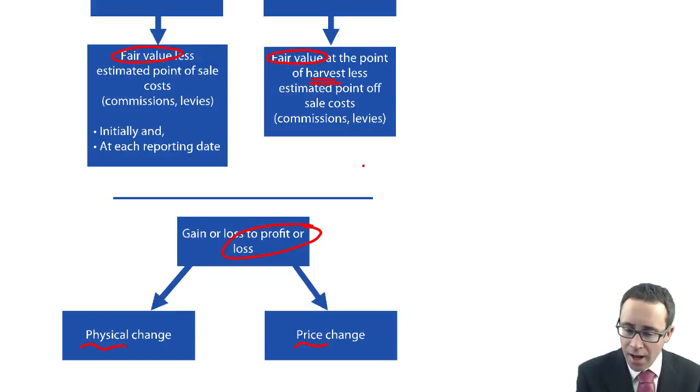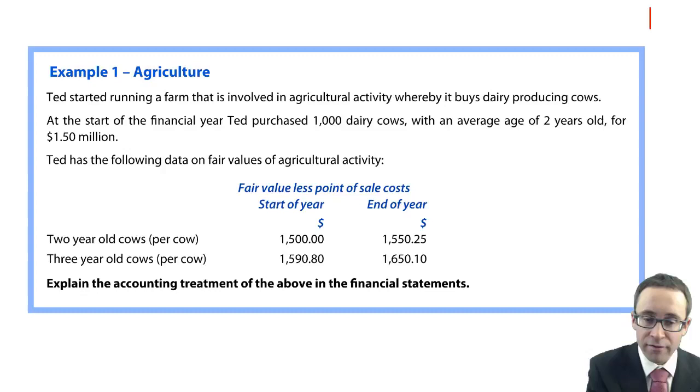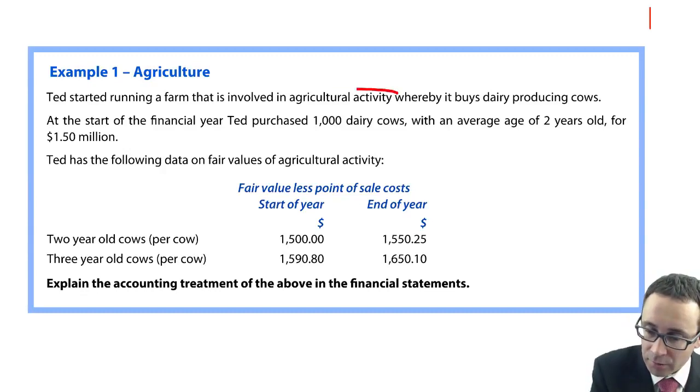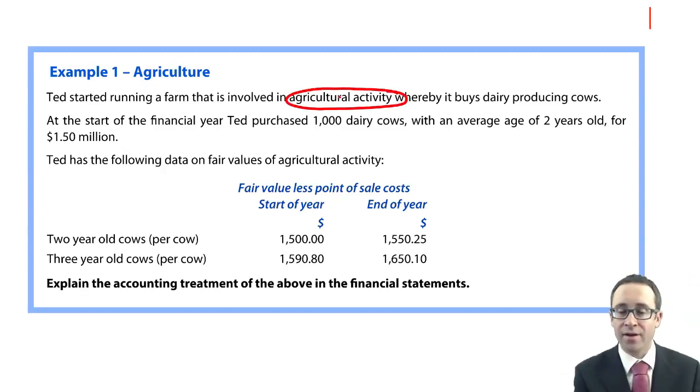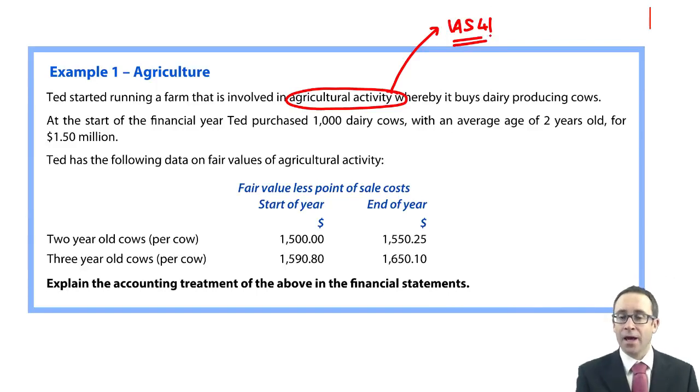Okay, in terms of our example over the page, nice and straightforward. It says explain the accounting treatment of the above in the financial statements. So a little bit of a narrative style question, gearing it more to question 2 or question 3. It says Ted started running a farm that is involved in agricultural activity. So as soon as we have agricultural activity, we are into the realms of IAS 41.